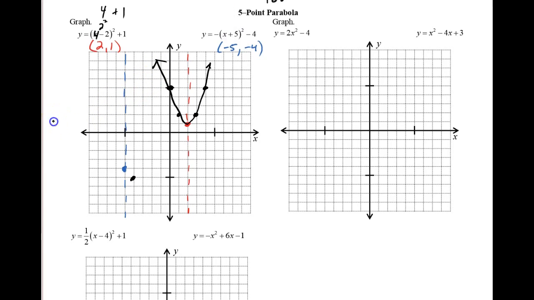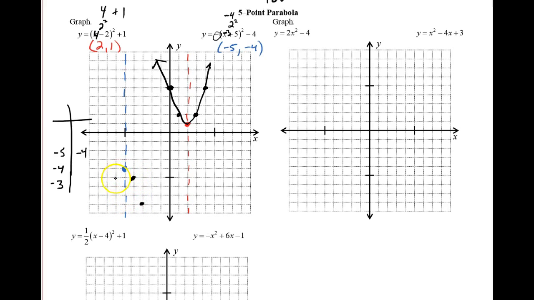So if I make that into like a t-table, my vertex was at -5, -4, and I wanted an x value to the right of it. That's why I chose -4. So using that same thinking, my next point I'm going to pick is -3. So if I put a -3 here, -3 plus 5 is 2. 2 squared is 4. This negative makes a 4 negative, and -4 minus 4 is -8. So at -3, -8 is my next point.